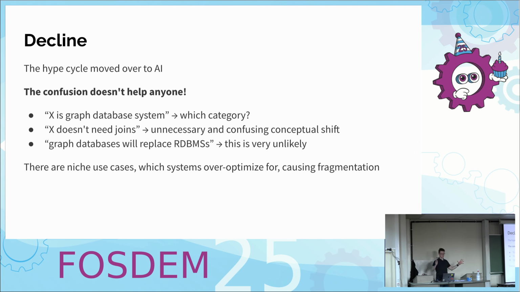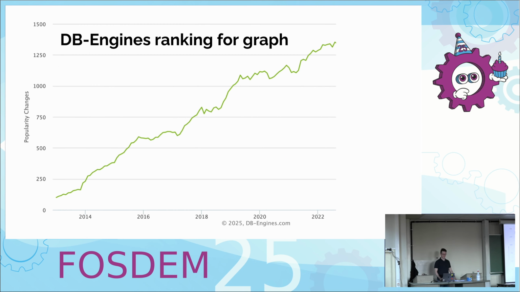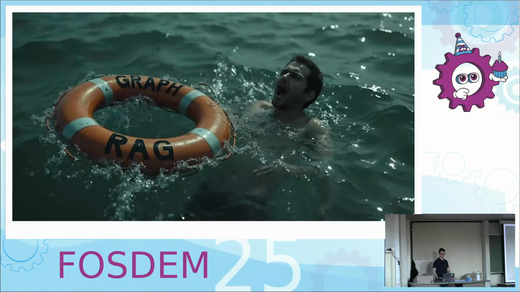There are many niche use cases, and there are vendors who are basically tied to 1 or 2 of their customers. They over-optimize for that, and that ends up in this very fragmented space with dozens of query languages. You can see the effect of that. So between 2013 and 2022, there was a 13-fold increase in the DB-Engines ranking for graph databases, but since the summer of 2022, it has been a decline. So we are now back to basically 2/3 of the peak, and the decline doesn't look very good.